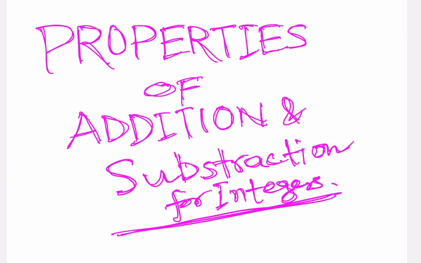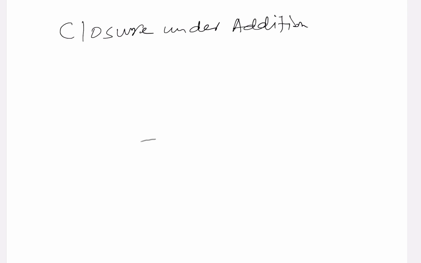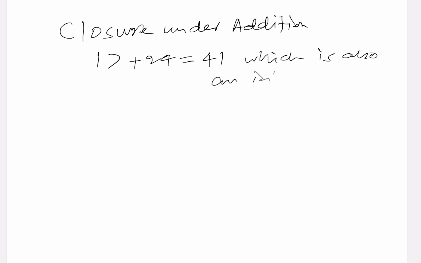First we will see the closure under addition. What do you mean by closure under addition? The sum of two integers, 17 plus 24, is equal to 41, which is also an integer.